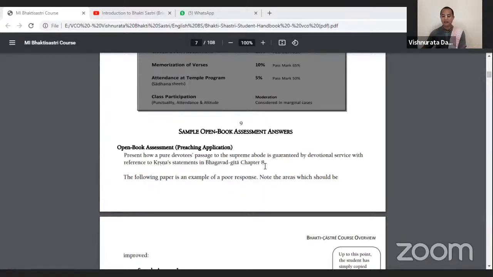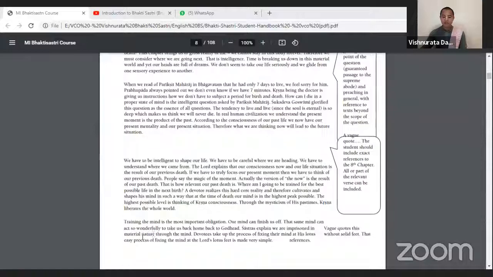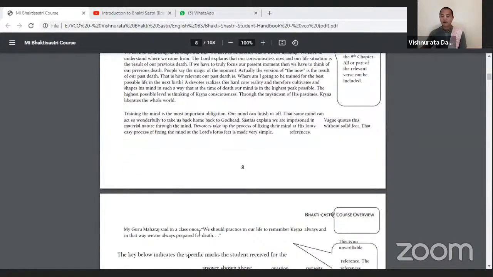In this essay, there are so many vague words, and it even mentions here, my Guru Maharaj said in the class once. So this is not acceptable. The student is requested to take some reference from Bhagavad Gita chapter 8 regarding how a pure devotee transfers himself to the spiritual world.